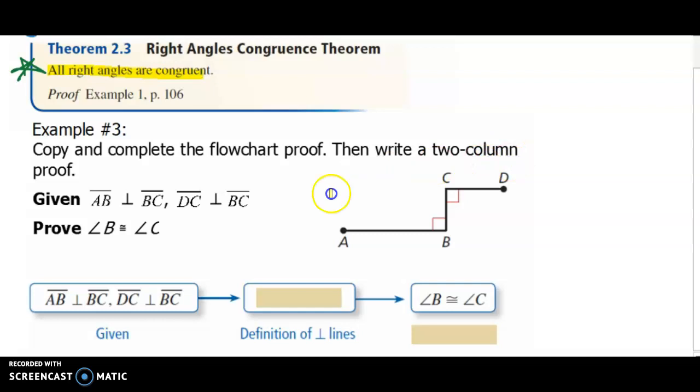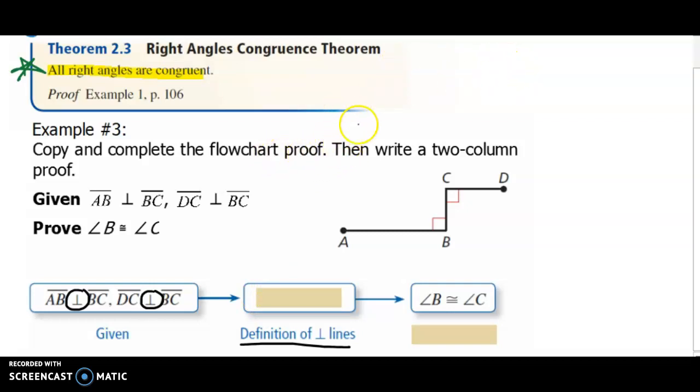All right, so let's look. So it says AB, remember this is perpendicular to BC, and DC is perpendicular to BC. Okay, so ask yourself, what does it mean to be perpendicular? What is the definition of perpendicular lines? Well, the definition of perpendicular lines is that two lines that intersect to form a right angle.